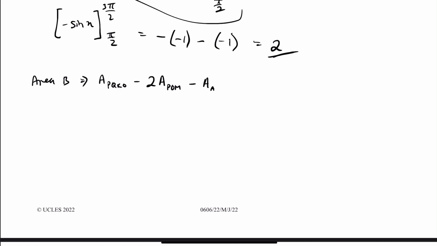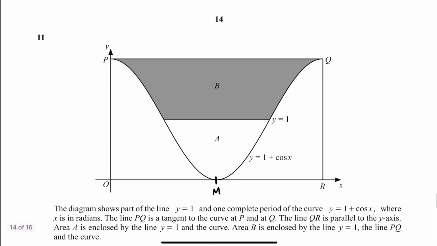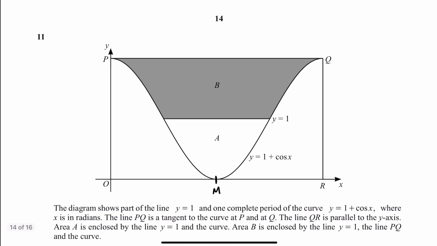So we already know what area A is. Let's just focus on finding the areas of these two things. So area PQRO is equal to whatever O to R is. So OR must be 2 pi since this is a single period.